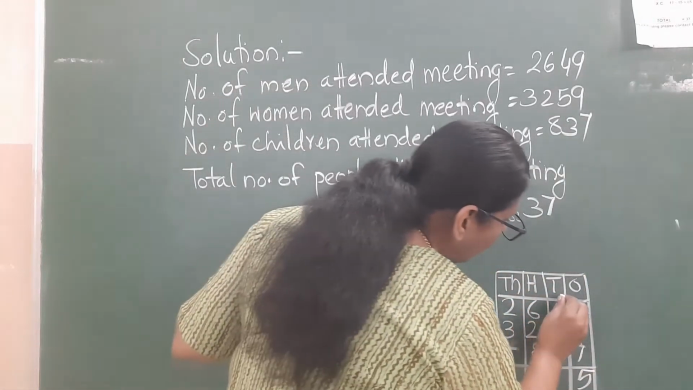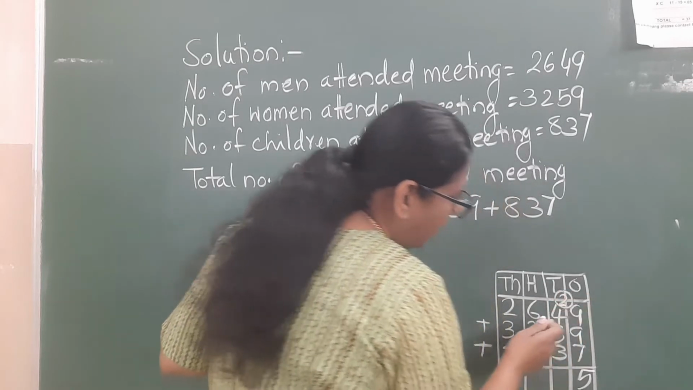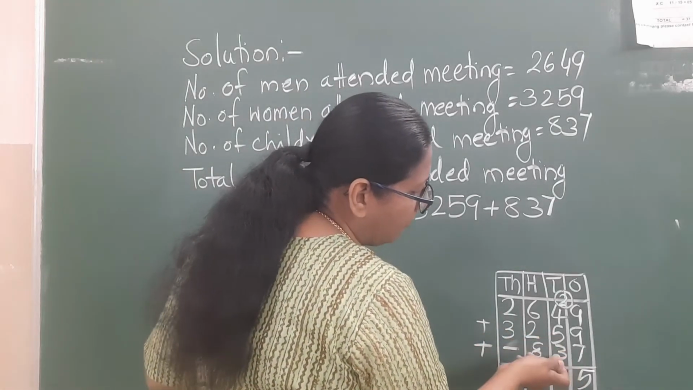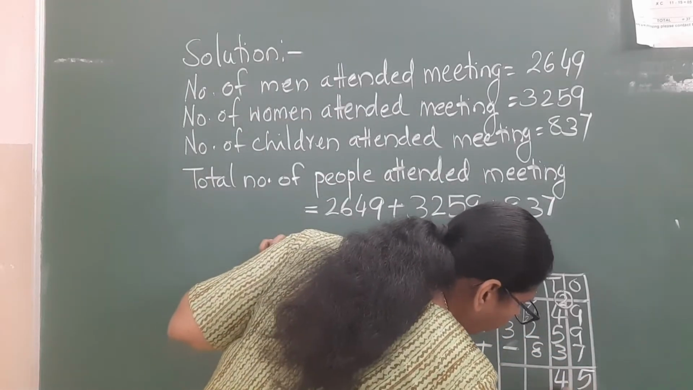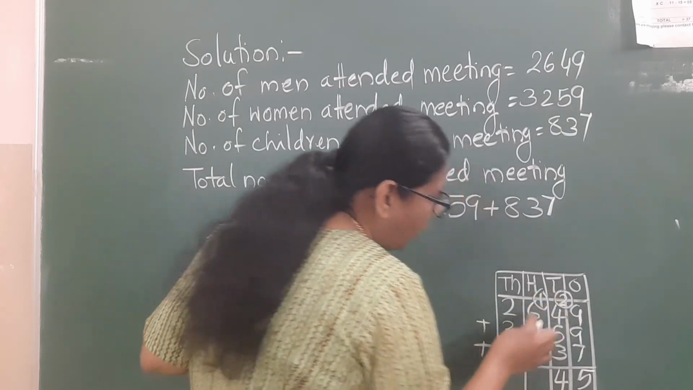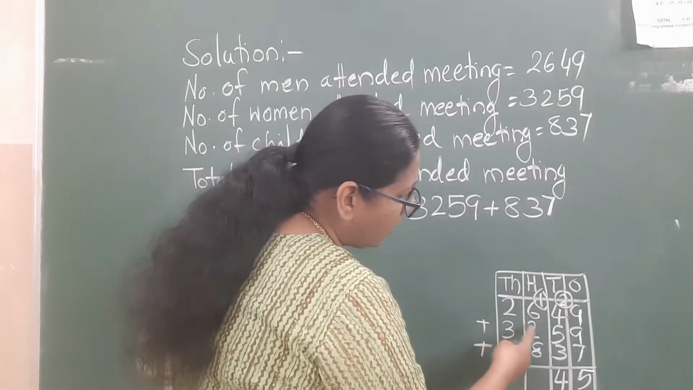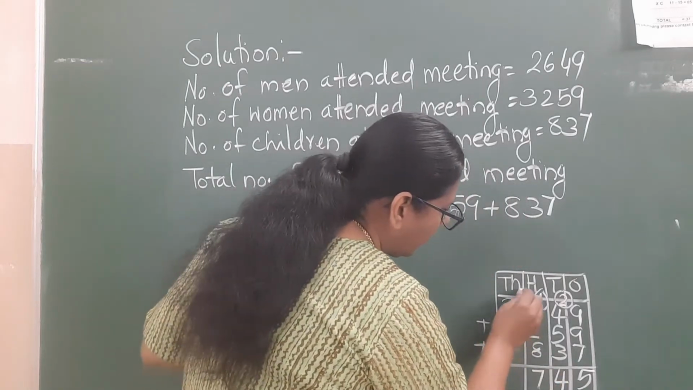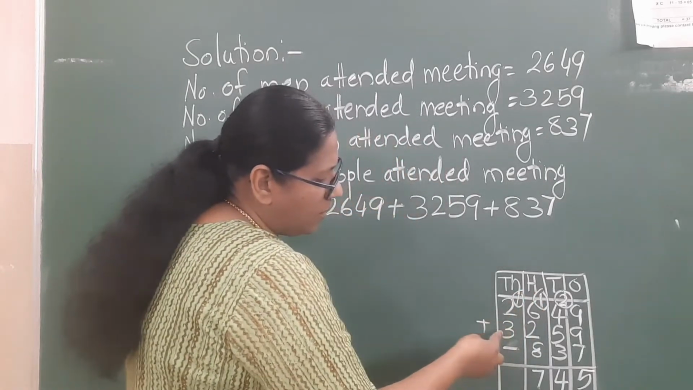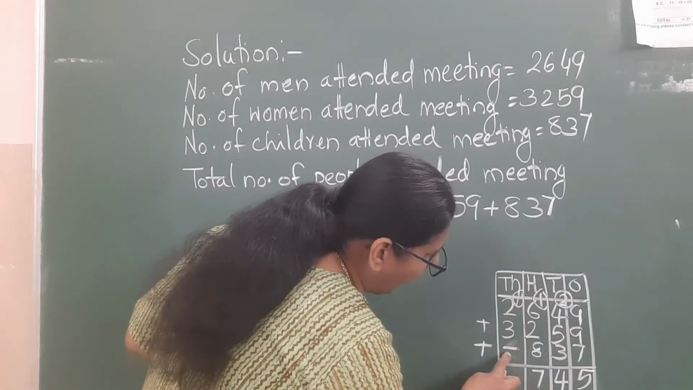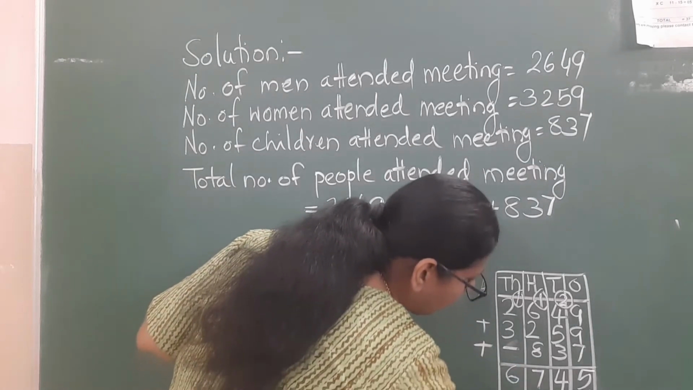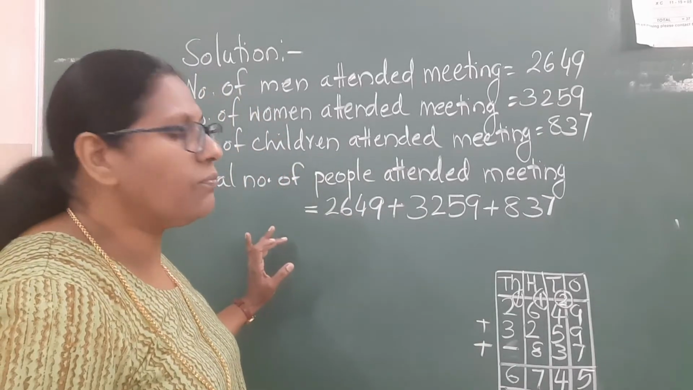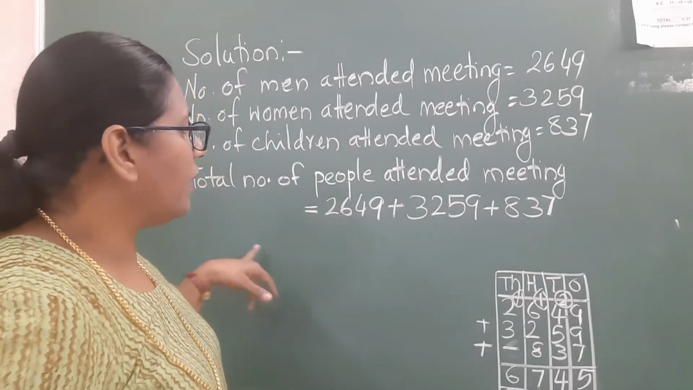Then 2 we carry here up. 2 plus 4 is equal to 6. 6 plus 5, 11. 11 plus 3, 14. 4, then 1 carry. 1 plus 6, 7 plus 2, 9. 9 plus 8, 17. 1 plus 2, 3. 3 plus 3, 6. There is nothing to add. So 6 will write here. So what is the total we got is 6,745.